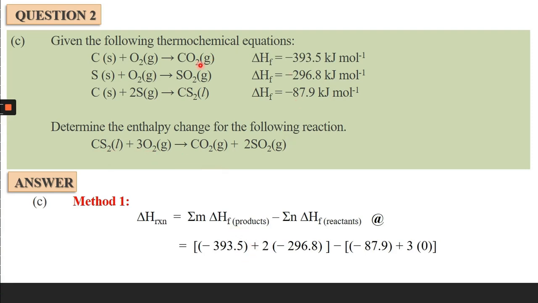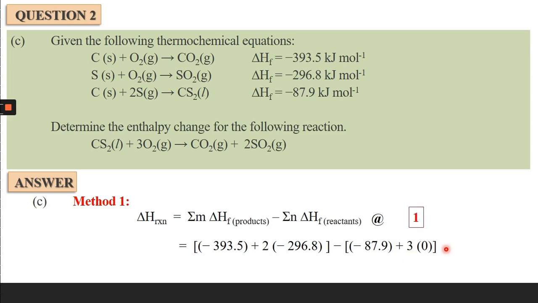So, enthalpy formation of CO2 is negative 393.5, so we insert here. Enthalpy formation of SO2 is negative 296.8, we insert here. And we multiply by 2 because there are 2 moles of SO2 in the equation. Minus the reactants, enthalpy formation of CS2 is negative 87.9, we insert here. And enthalpy formation of oxygen is not given. However, because oxygen is at its most stable state, O2 gas, its enthalpy formation is 0 kilojoule per mole. So 3 mole multiplies 0.